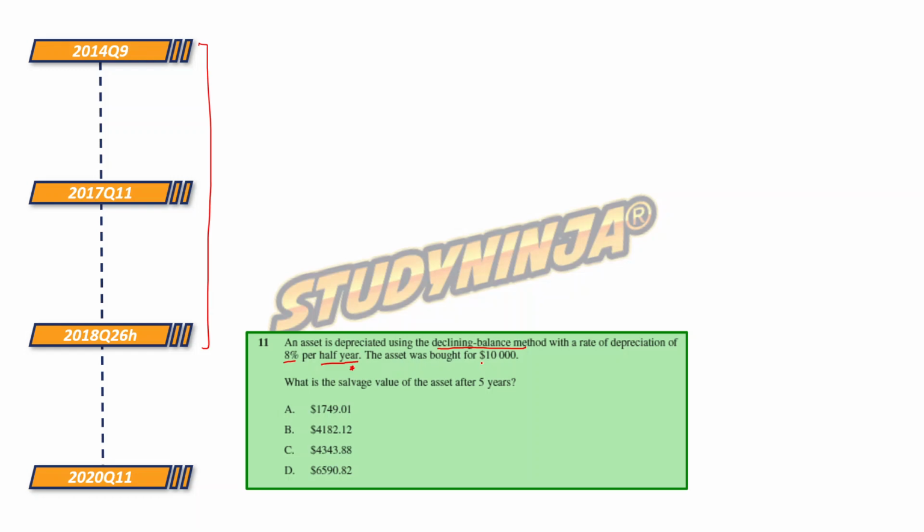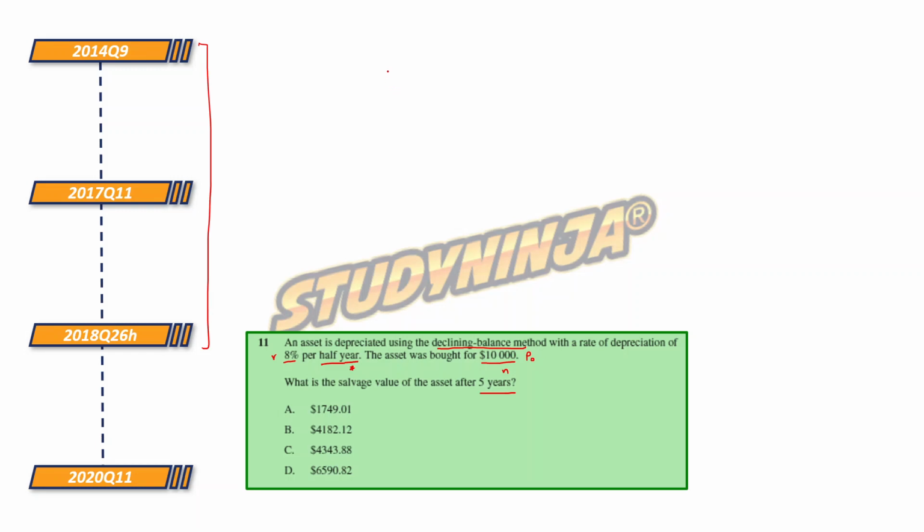Then the asset was bought at 10,000. You know the P0 is 10,000. You know R here, though there's a caveat to that. You're also asked what is the salvage value after 5 years. So this is N. What is the salvage value after 5 years?